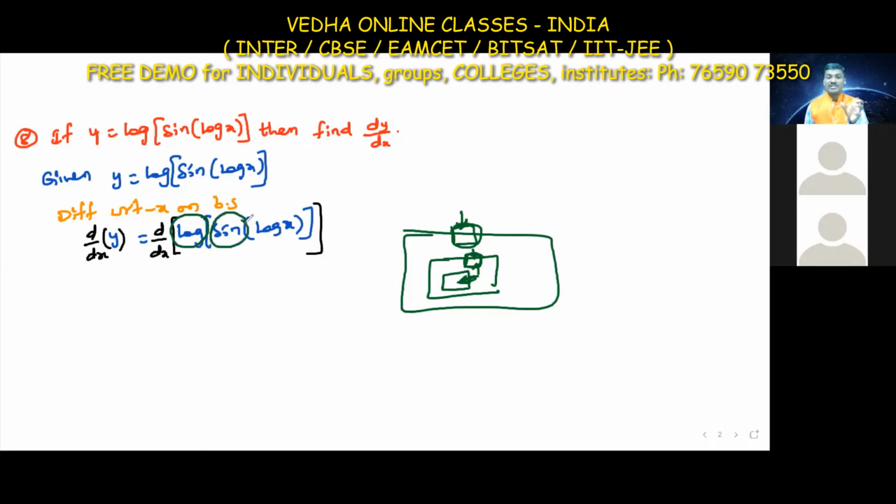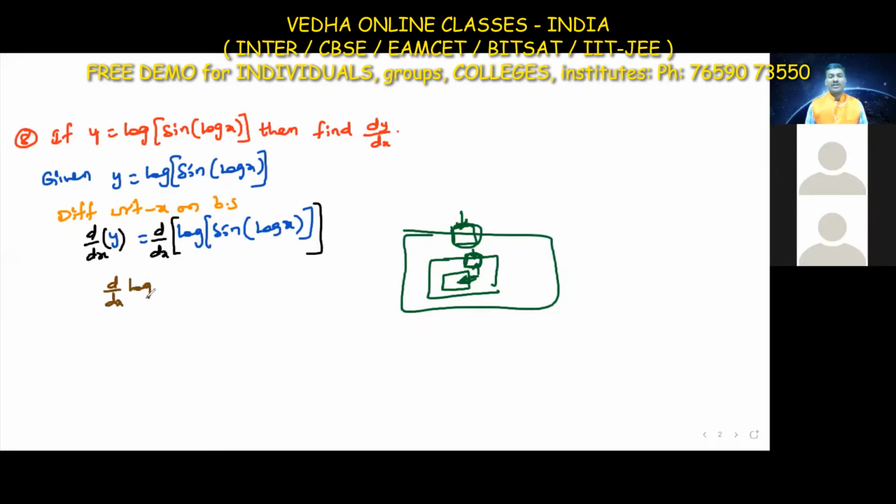Then think about this. Don't think about all the functions together. Okay, don't get confused. It is very simple. It's easy. The outside function is logarithm, so we have the formula for logarithm. Just now we discussed the logarithm formula.